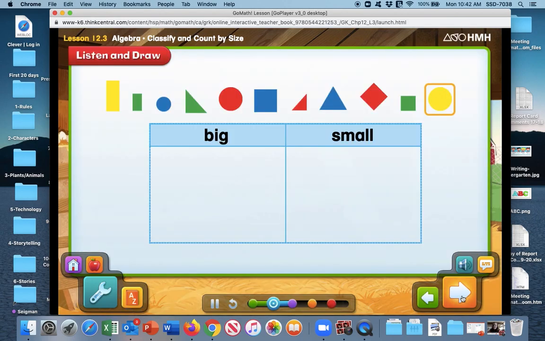Shapes can be different sizes. This shape is big. And this shape is small. The yellow circle is big compared to the blue circle. The blue circle is small compared to the yellow circle. What shapes do you have?